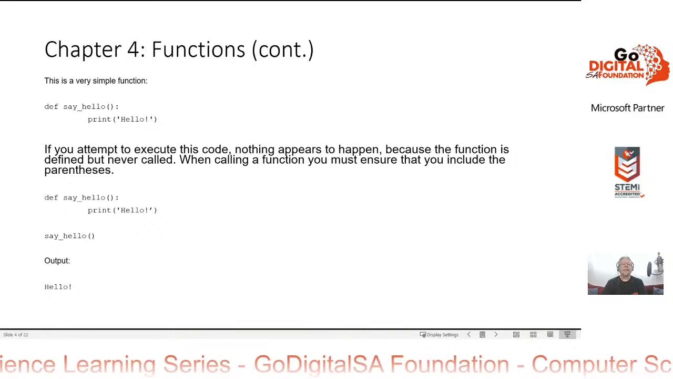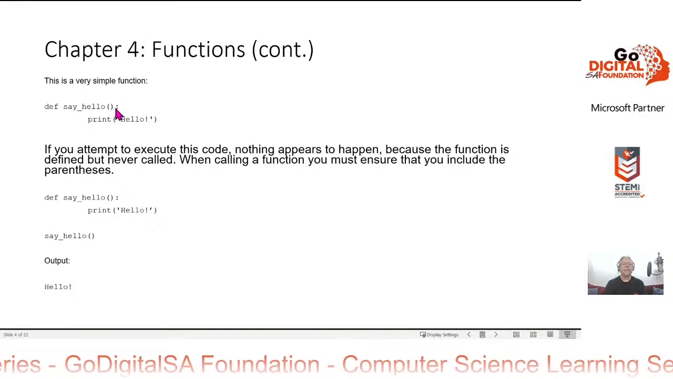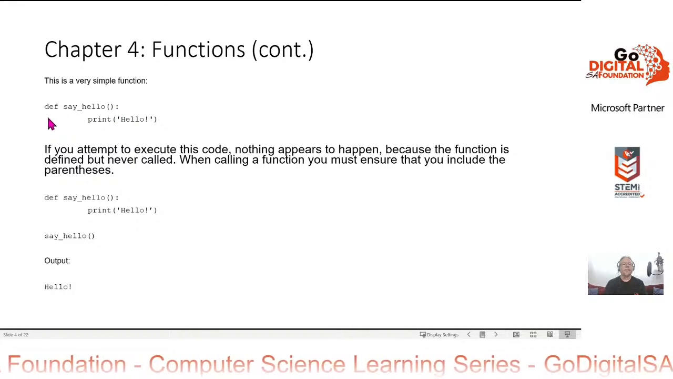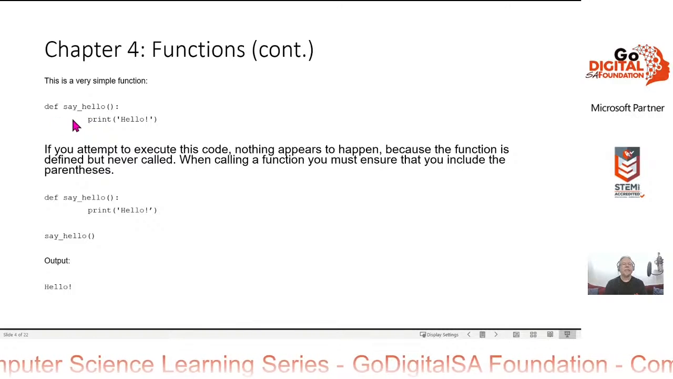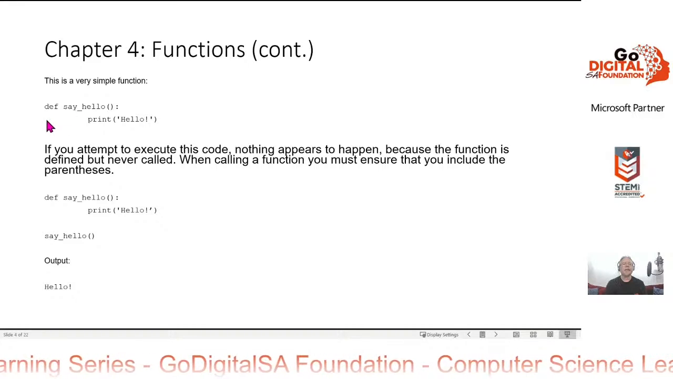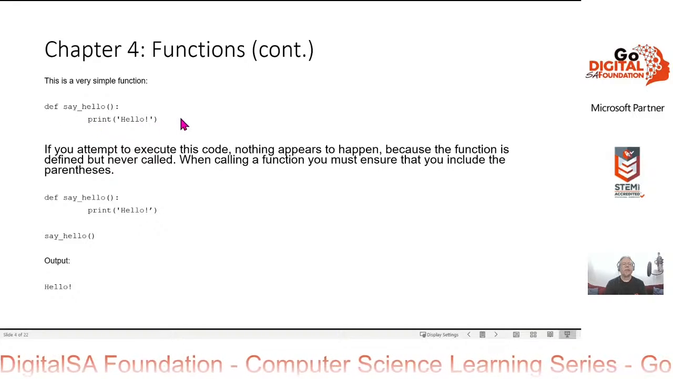Okay, so this is a very simple function. We've got def say_hello parentheses colon. Underneath this definition we have one indent with one tab, or it can be 4 spaces or 2 spaces, but you have to be consistent. So I'm using a tab, and then I've got the line print hello.